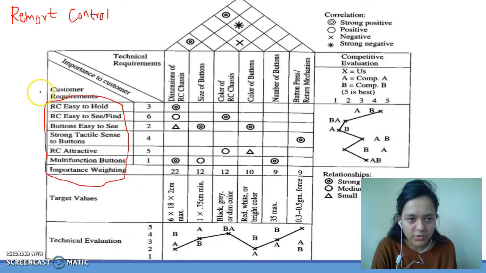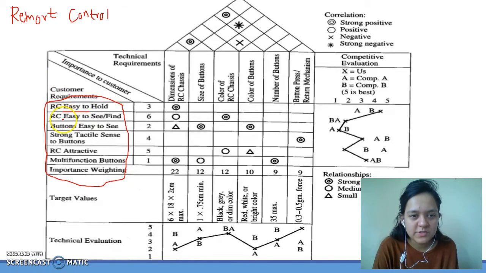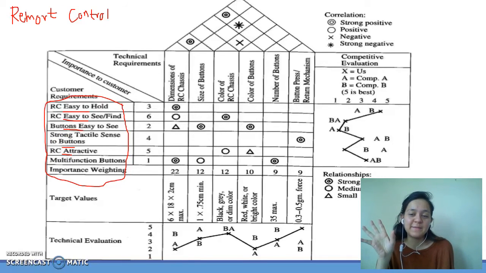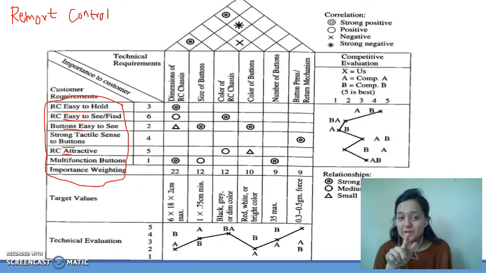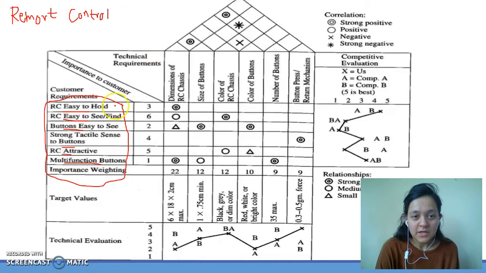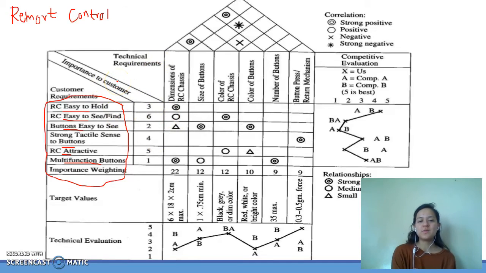It should be easy to hold, the first requirement. It should be easy to find. Buttons should be visible, and there should be a strong set of buttons. It should be attractive. Many customers feel that way. It's very important for me that the remote control is attractive. However, I'll tell you the customer response that we received on that. Multi-function buttons need to be there.